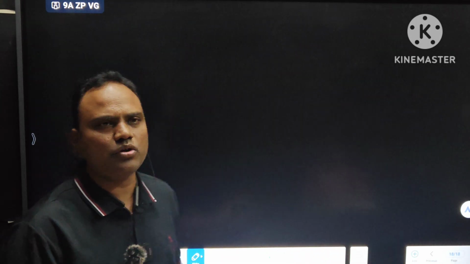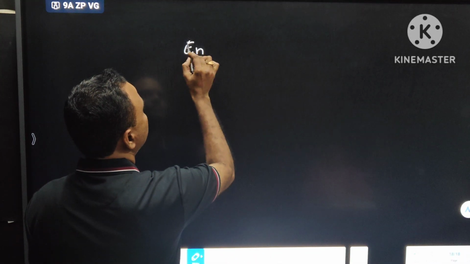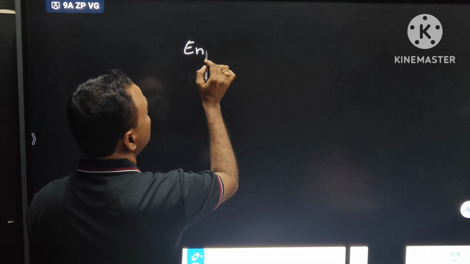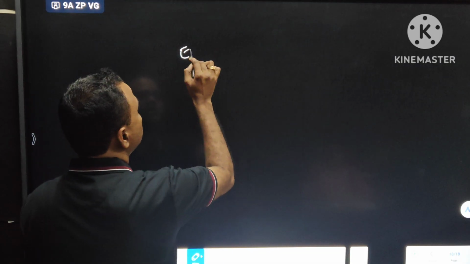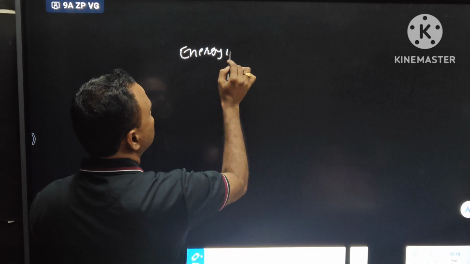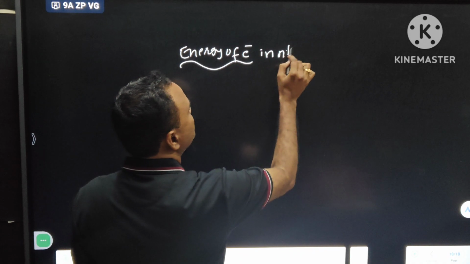Right. Now learn these formulas today. Without fail, I'll give you formulas of energy, radius and velocity. Tomorrow I'll explain some other concepts to come to the numerical part, tomorrow and the day after tomorrow. Right. Energy of the electron. En stands for energy. Energy of the electron in the nth orbit.